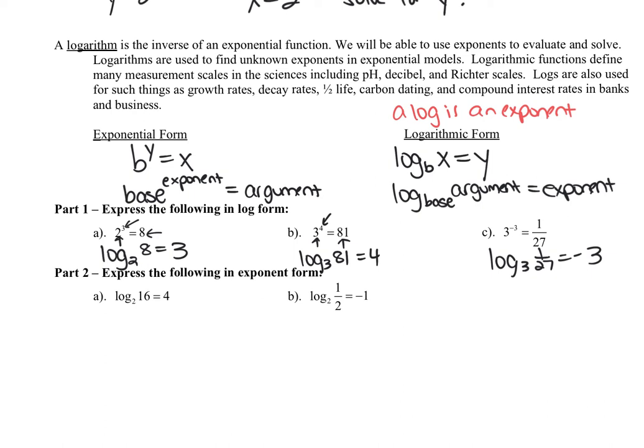Part 2, now I want to go the opposite way. I want to rewrite in exponent form, which I actually think is easier and we will do a lot more frequently. I think it's easier because you're going to be able to confirm your answer at least at this point. So log base 2, so this is my base, of my argument is equal to my exponent. A logarithm equals an exponent. That will be my base to my exponent is equal to my argument. So 2 to the 4th is equal to 16.